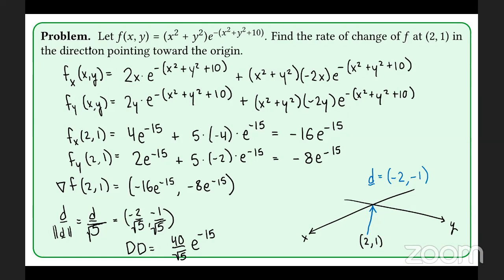Okay. Let me just check the chat real quick. Isn't the magnitude root 5? Yes, it is. Thank you.